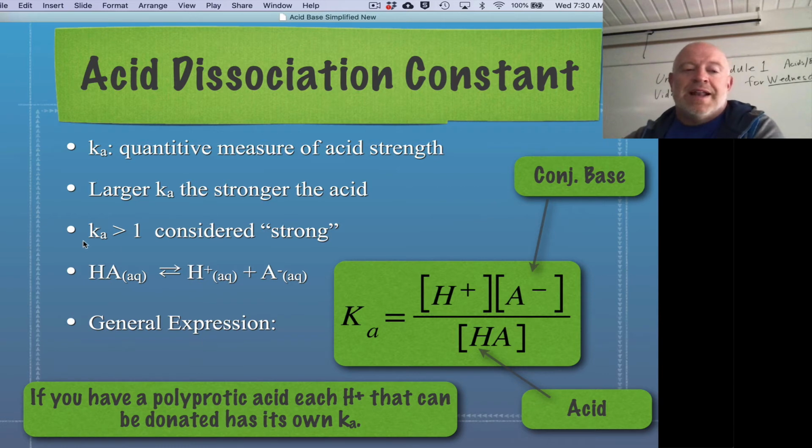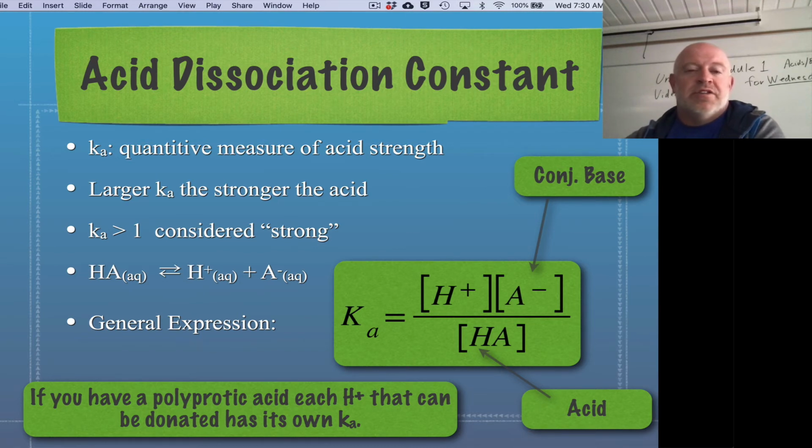Same idea. Anything greater than 1 is considered strong, okay? Anything product favored, we consider a strong acid. Now, for acids, you don't really get things close to 1. So once you are above the 1 number, they go into the hundreds and thousands very fast, okay?